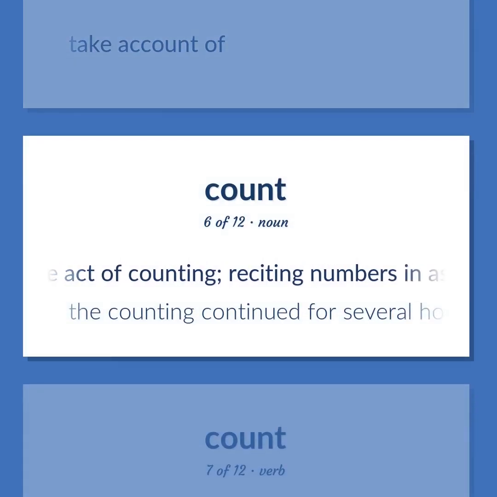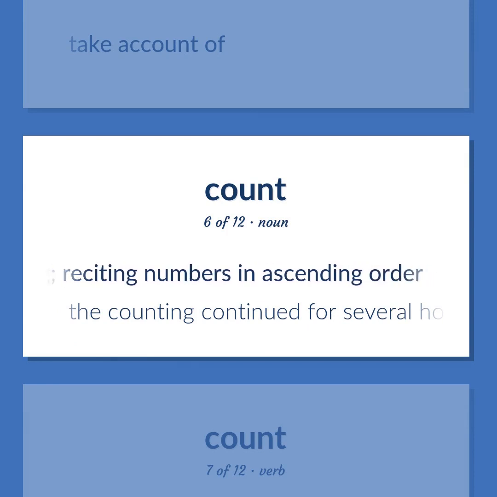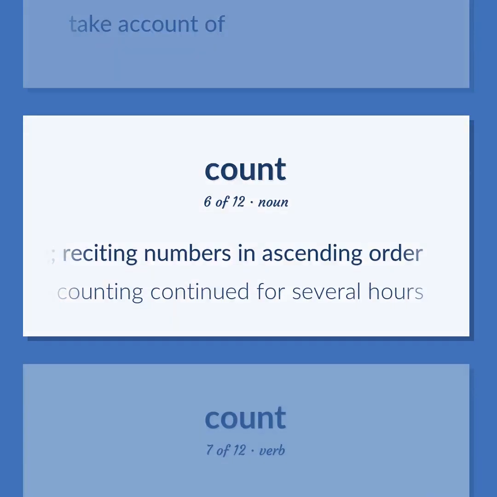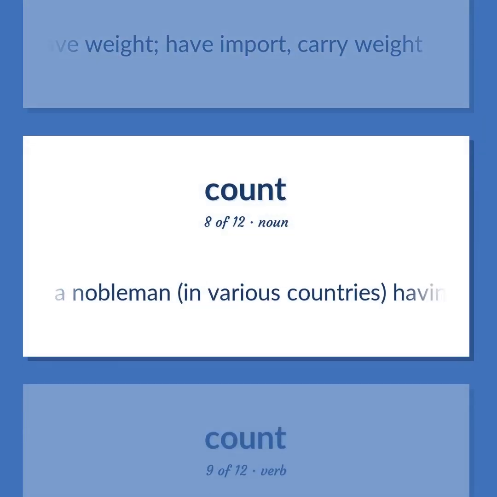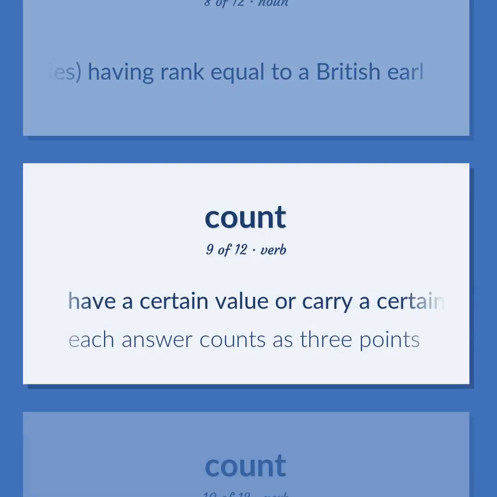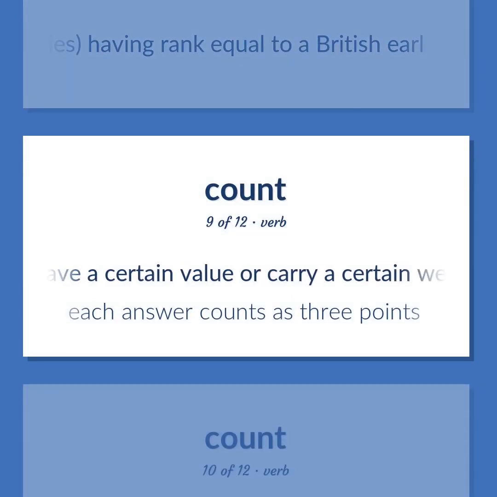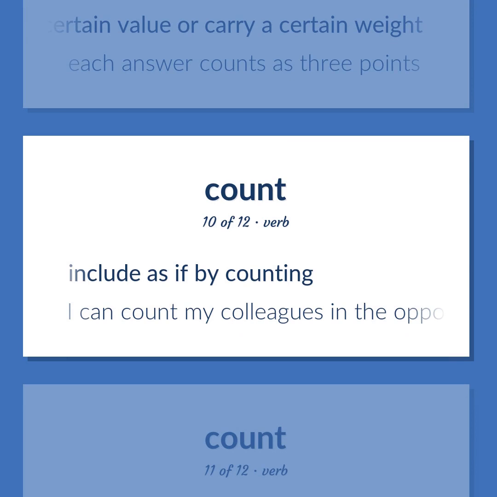The act of counting, reciting numbers in ascending order. The counting continued for several hours. Have weight, have import, carry weight. A nobleman, in various countries, having rank equal to a British earl. Have a certain value or carry a certain weight. Each answer counts as 3 points. Include as if by counting. I can count my colleagues in the opposition.